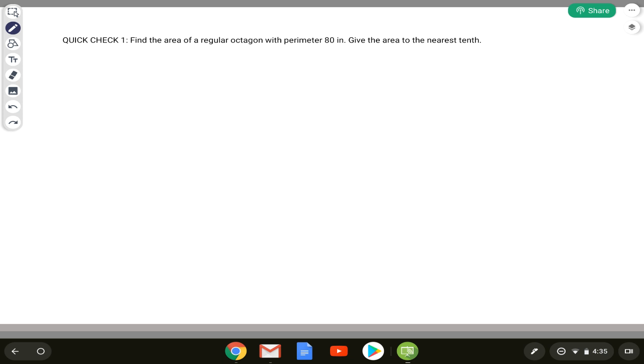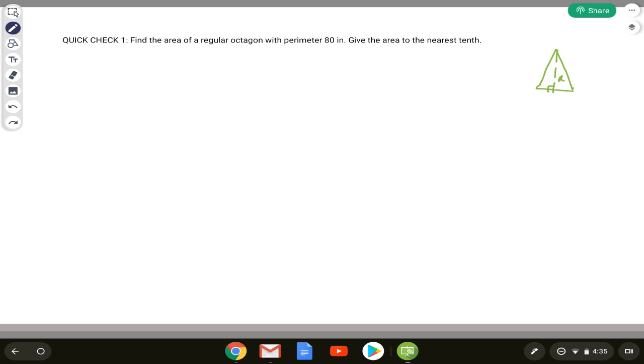Now on this octagon, I don't want to have to draw the whole figure in. It's really hard to draw an octagon that looks regular. So I'm just going to draw a triangle that was formed with one of the central angles there. And I'm going to draw an apothem in as well, just like we did on the other one.